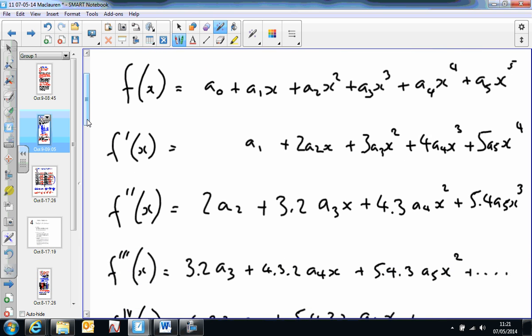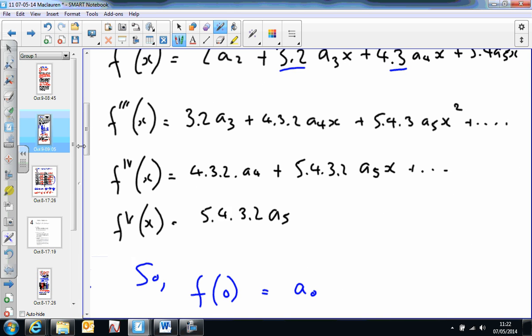So if we look at it, and this is going through the general Maclaurin now, there's our original function, a0 plus a1x plus a2x squared and so on. The first differential gives us this, as we've discussed. The second differential, note double prime here, means a second differential. Differentiating this, the x will disappear, so we're just left with 2a2. This becomes 3 times 2 is 6, a3x, and so on. Now we differentiate again, we get 3 times 2a3 plus 4 times 3 times 2a4x, and so on.